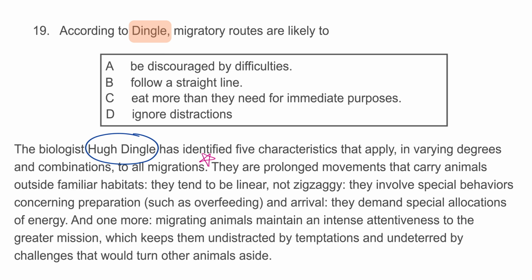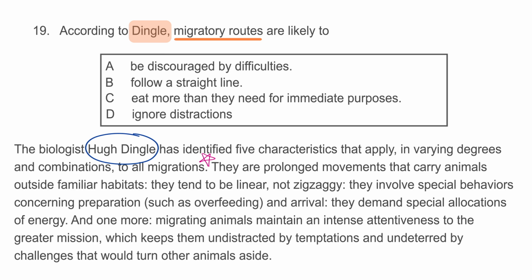So we read the question again. According to Dingle, migratory routes are likely to. We have to find something about migratory routes or path. All right. Anything that's related to route, path, or way, we have to be aware, all right, of the synonym language. So we read the second sentence again.